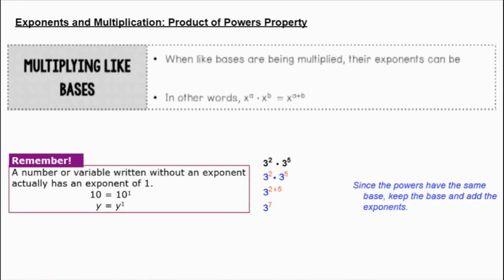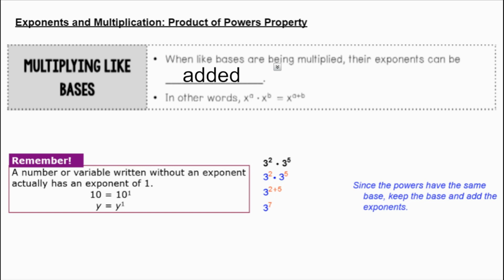Now, the product of powers property happens when we multiply like bases. So when like bases are being multiplied, their exponents can be added. In other words, if we have x to the a power times x to the b power, this is going to be equal to x to the a plus b. This is our rule or our trick when we have multiplication of like bases. We need to be careful and remember a number or variable written without an exponent actually has an exponent of 1. So the number 10 is actually 10 to the first power, and the variable y is actually y to the first power.